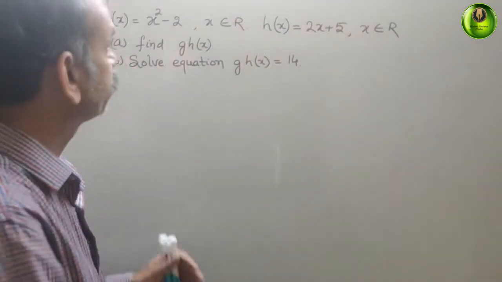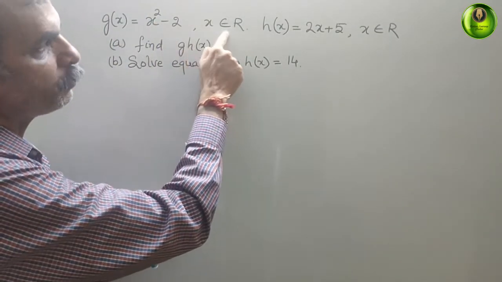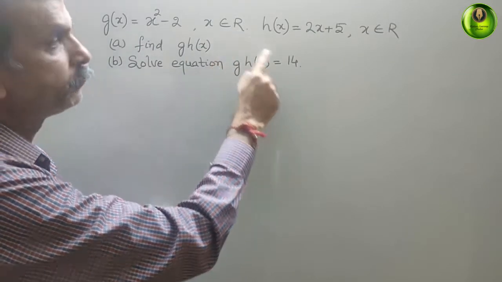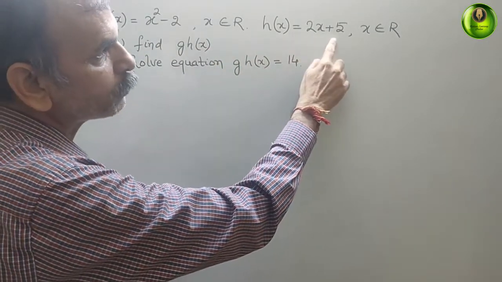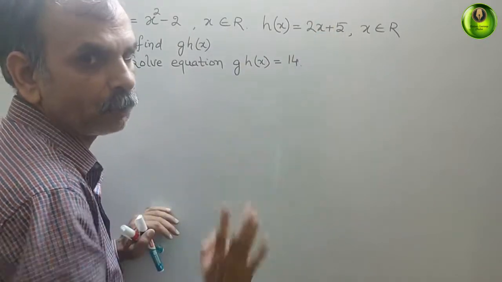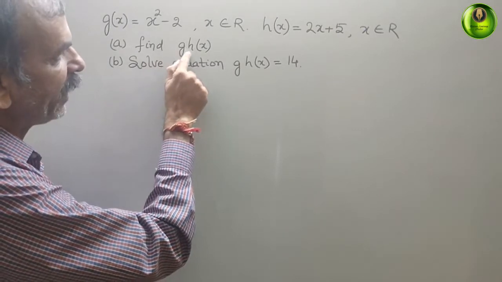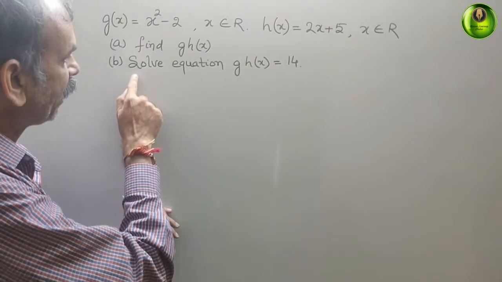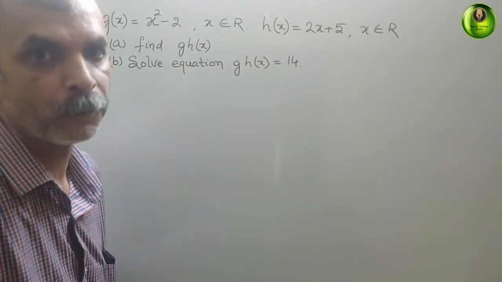Your question: g(x) is equal to x squared minus 2, x belongs to real numbers. h(x) is equal to 2x plus 5, x belongs to real numbers.